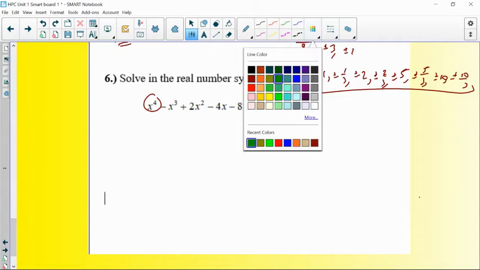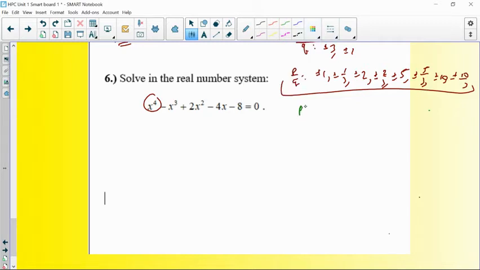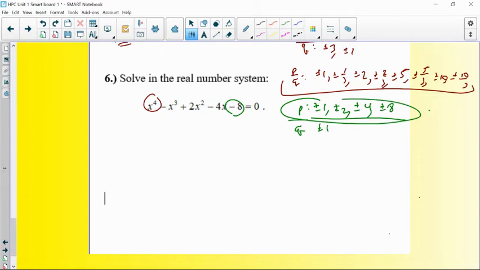So I'm going to go a different color. P would be all the factors of -8. So plus or minus 1, plus or minus 2, plus or minus 4, plus or minus 8. And Q would be just plus or minus 1. So when I divide my P over Q's, notice I'm just going to get all of these values as my potential rational roots. So I have 8 to choose from.